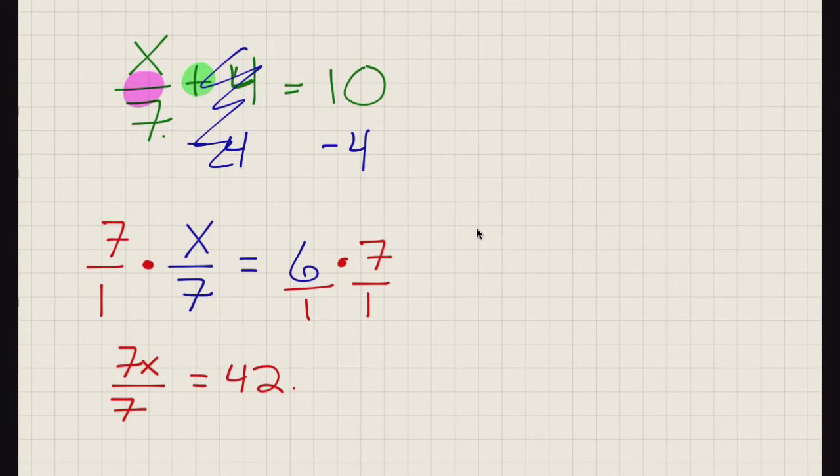So the 7s become 1. We say they cancel out. And boom, you're left with x. So x does equal 42. Nice job, Casey.